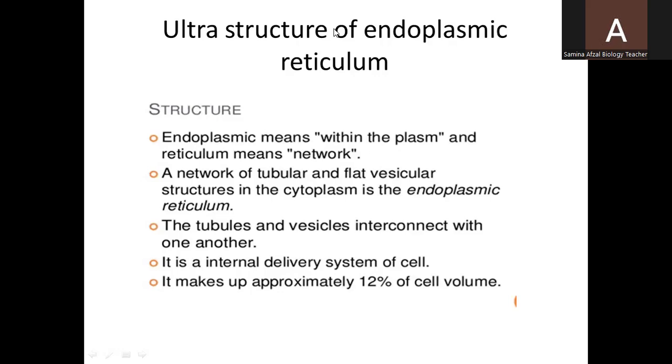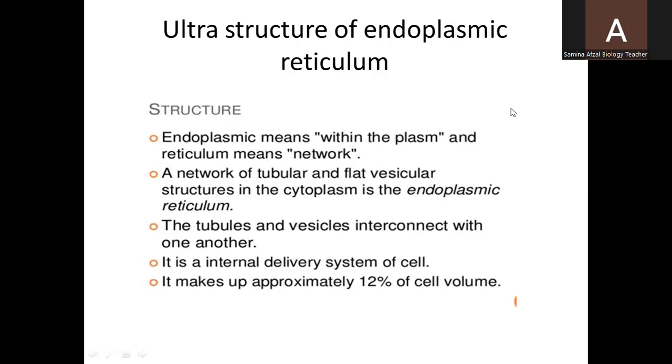So first of all, the ultrastructure of endoplasmic reticulum. Endoplasmic reticulum is a cell organelle present in both animal and plant cells. Endoplasmic means within the plasm, that is, in the cytoplasm, in the form of a tubular network or flat vesicular network. Their structure is just like tubes and flat vesicles, and the tubules and vesicles are interconnected with one another.